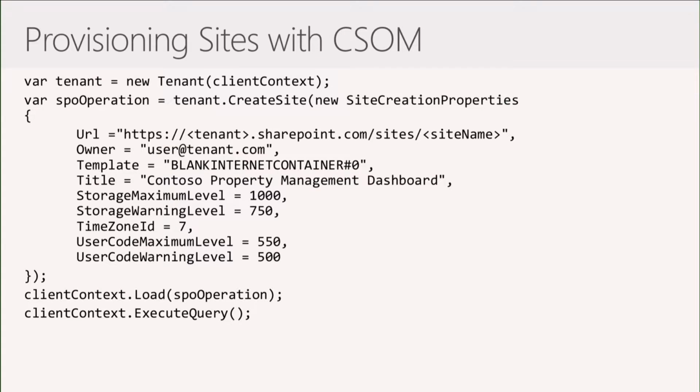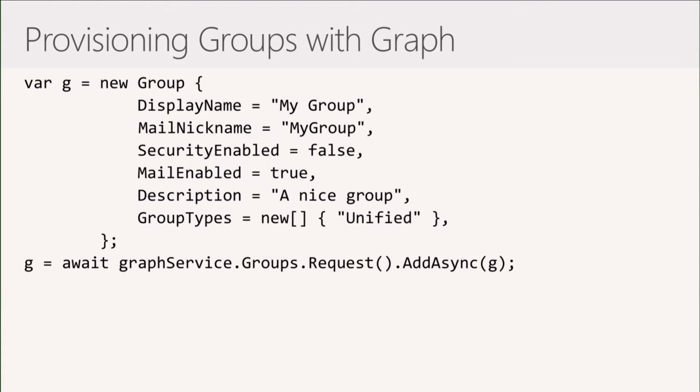I don't really know which time zone 7 represents, for example, off the top of my head. And I don't really want to have to find out about user code maximum levels and storage maximum levels, right? It's just a little bit more than I wanted. And why have I got 4 lines of code to make one object? So let's compare and contrast that with the graph code for making a modern group. And a modern group's about a similar kind of complexity of object as a SharePoint site, maybe even a little more complex under the covers.